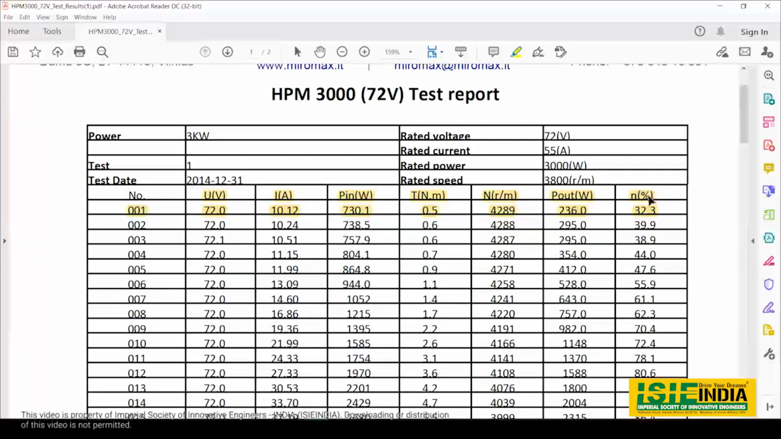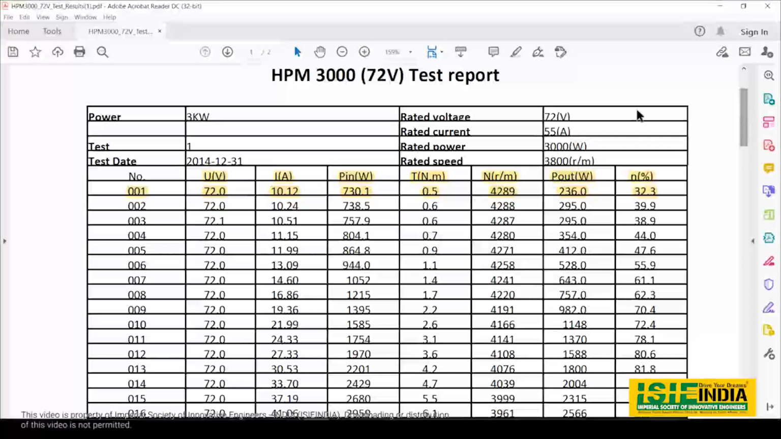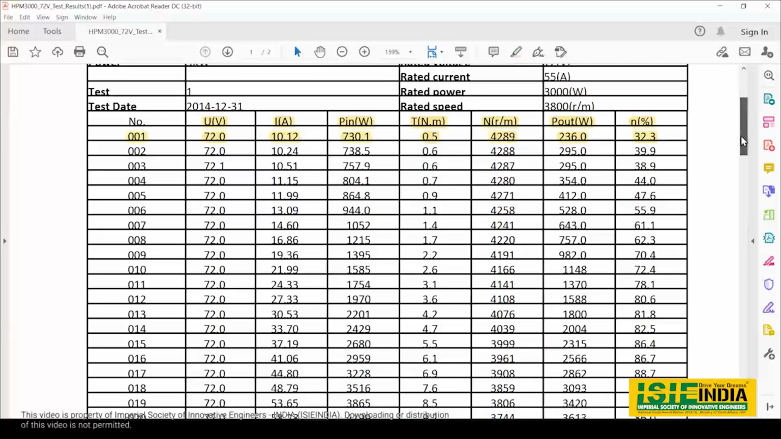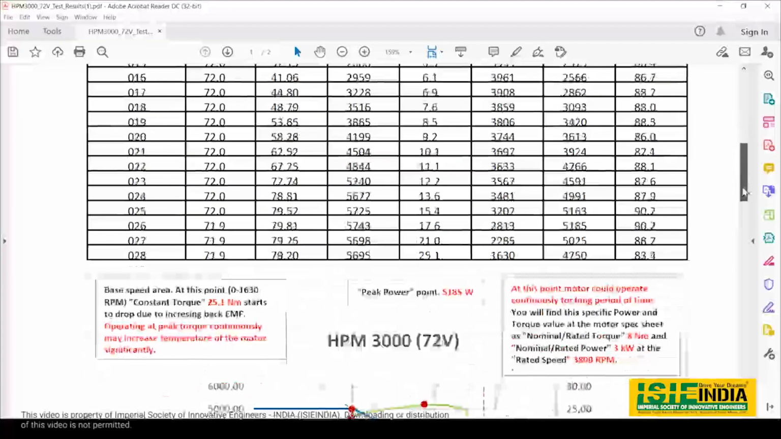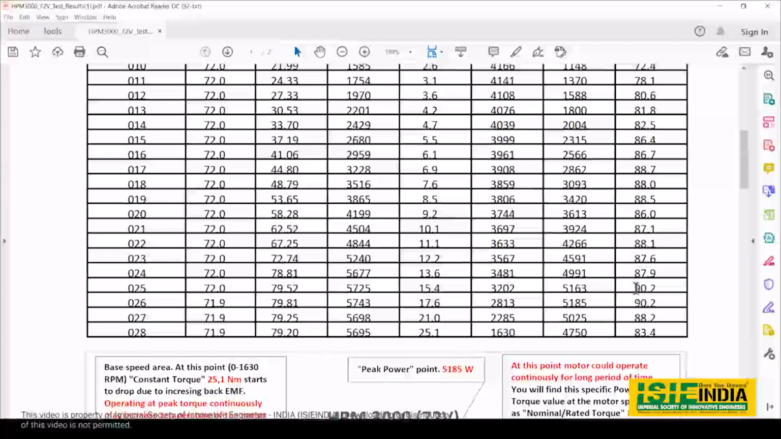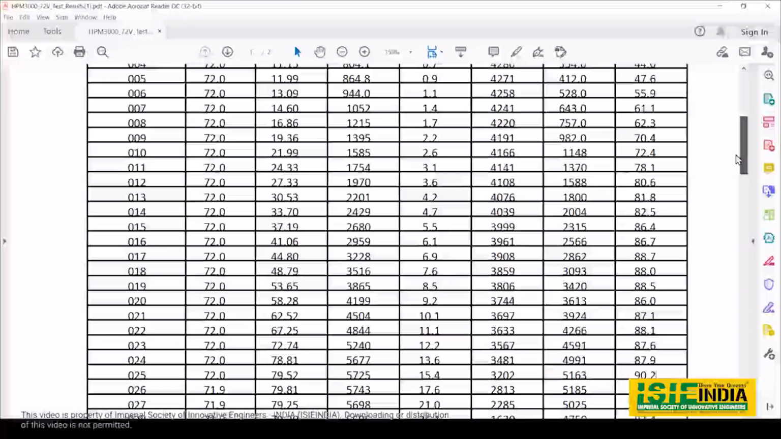On the basis of that, we have the efficiency. The efficiency is simple: power out upon power in. Over here we have 32% efficiency, but down below you have 90% efficiency. So the BLDC motor has a wide range of efficiency. But we are not concerned about this.